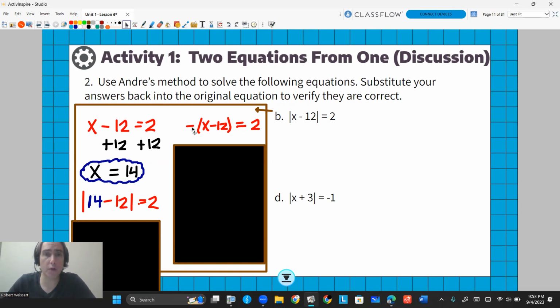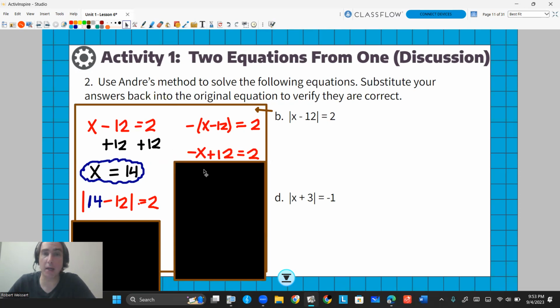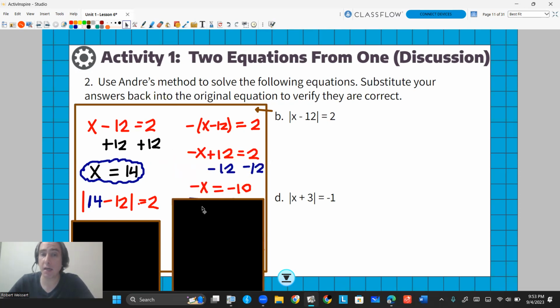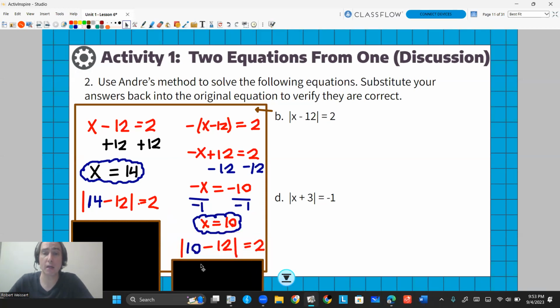Over here, if you distribute that negative, you're going to end up getting negative x plus 12. Subtracting the 12 from both sides, you'll get negative 10. Now you have to get rid of that negative x, so you can divide by negative 1. That's going to give you positive 10. And if you go back and plug that in, the absolute value of 10 minus 12 is the absolute value of negative 2, which is also 2. So that checks out. We'll go through the other two a little bit faster.